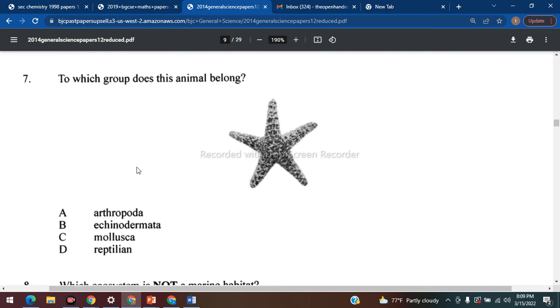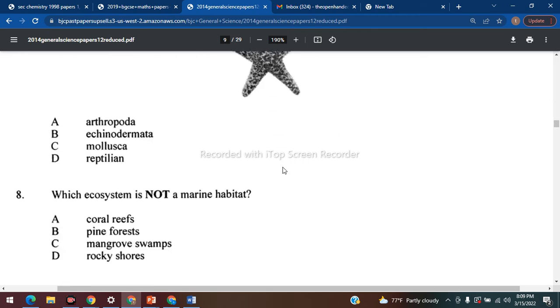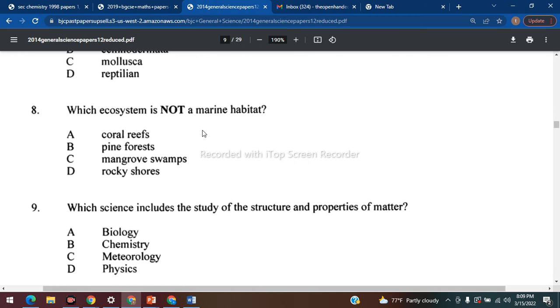B. Echinodermata. So, to which group does this animal belong? Echinodermata. This is a starfish. Which ecosystem is not a marine habitat? Pine forest. That's true, because when you say marine, it means in the water. Okay, so the correct answer is B.